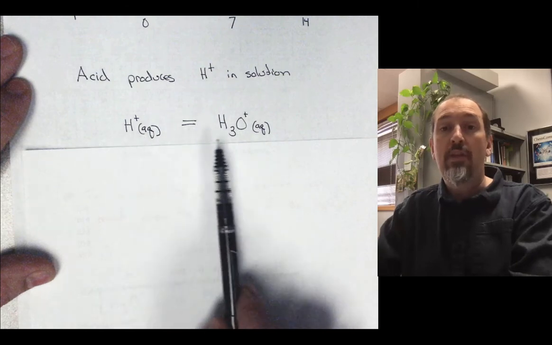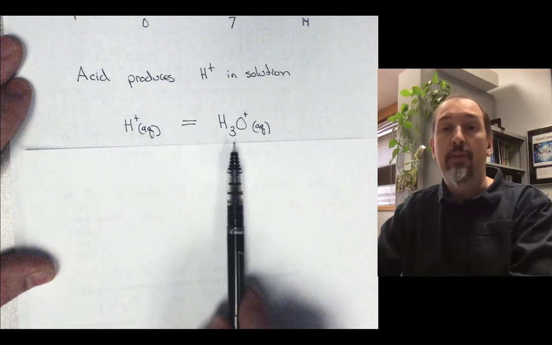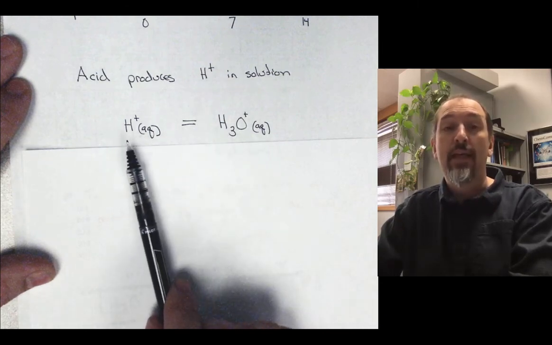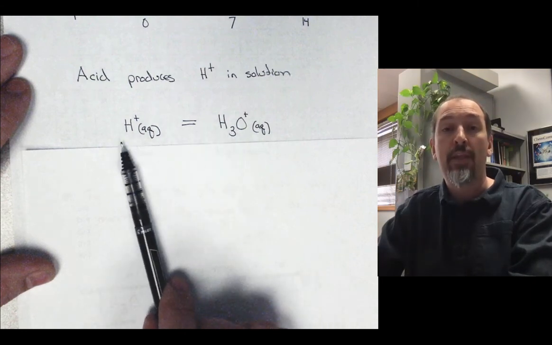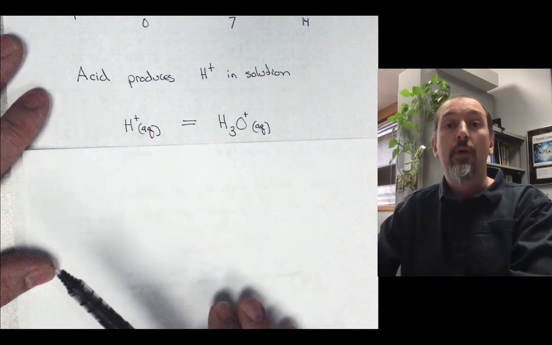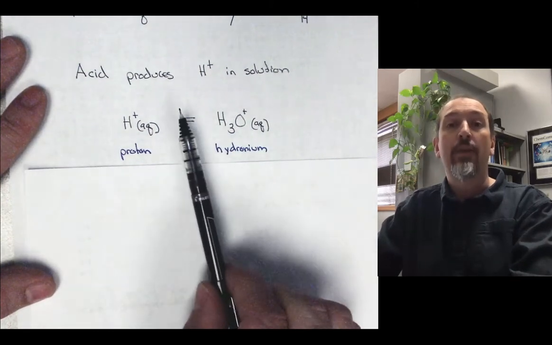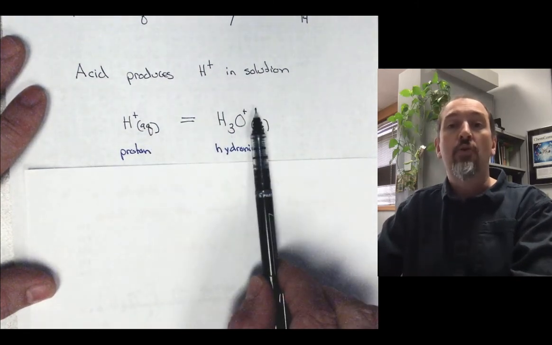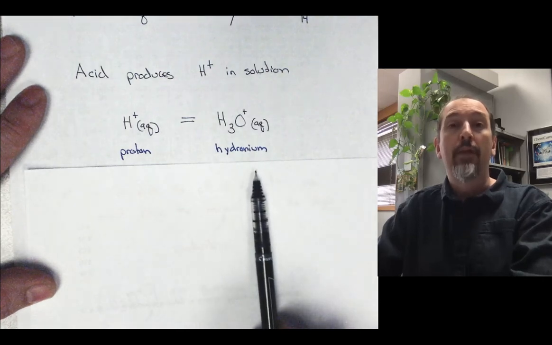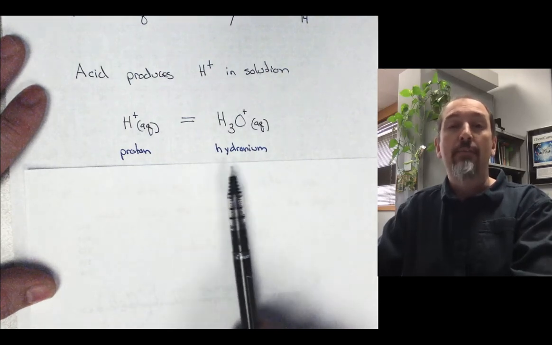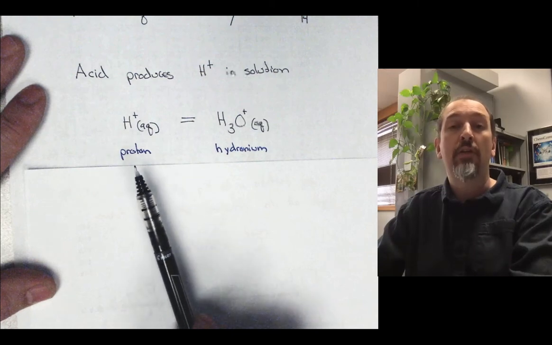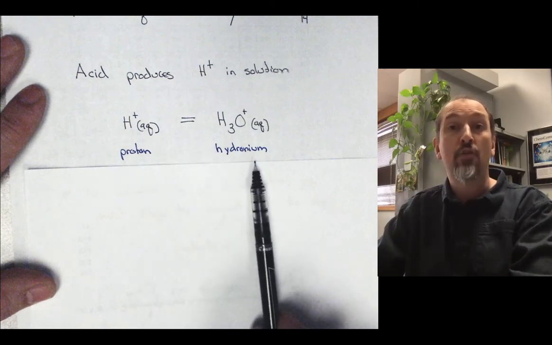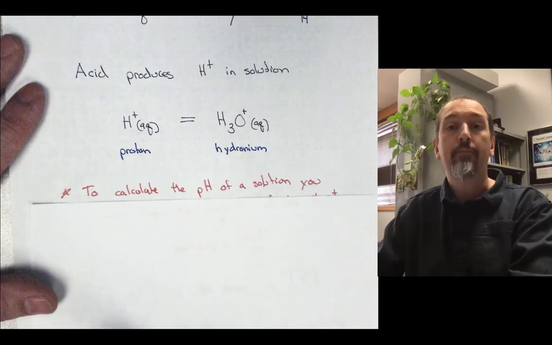So we use these two terms interchangeably. H plus means the same thing as H3O plus. H3O plus means the same thing as H plus. But what is different is the words. H plus is called a proton. H3O plus is called hydronium. But either way, they're the same thing when it comes to calculating pH. So we can calculate the pH if we know either the proton concentration or the hydronium ion concentration.